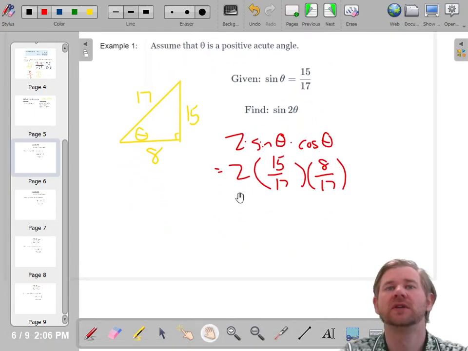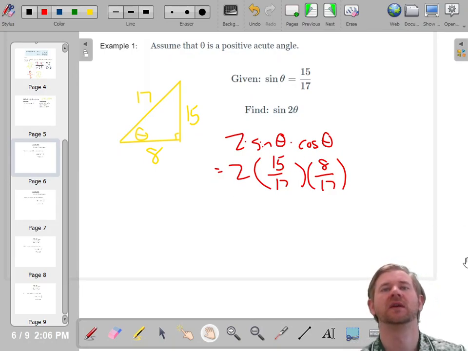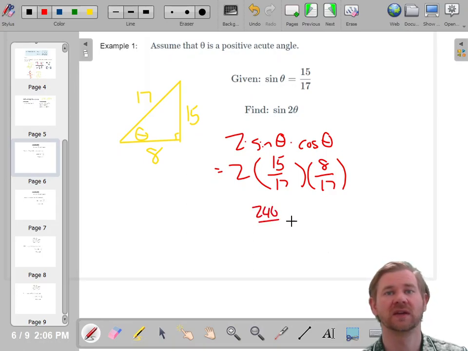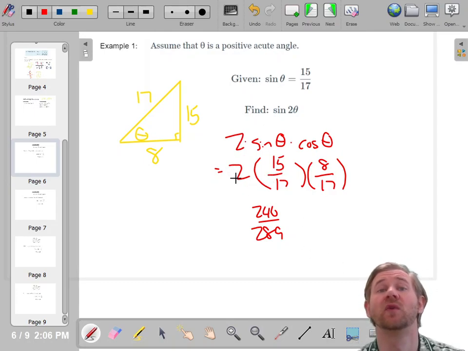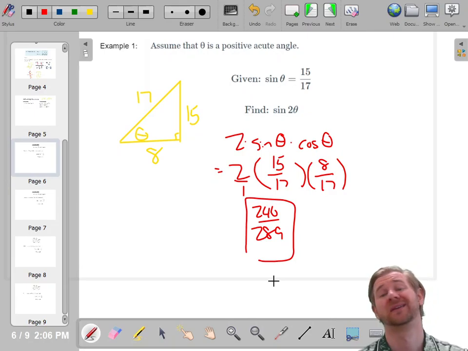Now when you multiply, you just multiply across. So we're just going to do 2 times 15, which is 30. 30 times 8. 3 times 8 is 24, so this is 240. And then 17 squared is 289. That's a perfect square that I just have memorized. If it helps you, you can think of it as 2 over 1. You're multiplying the tops, you're multiplying the bottoms, you get 240 over 289. That fraction doesn't reduce. We're done. These are way easier. Great.